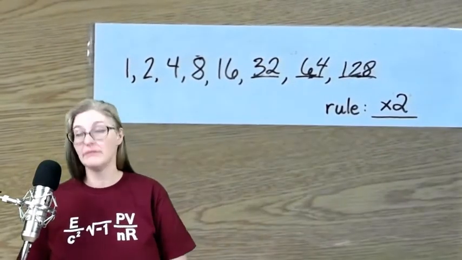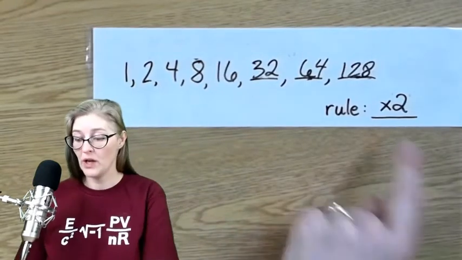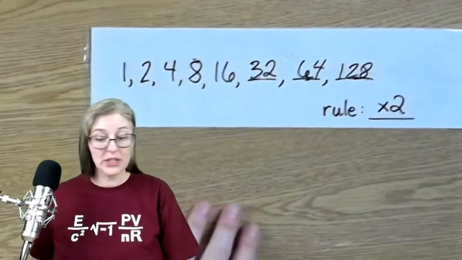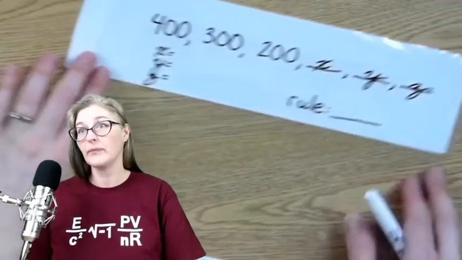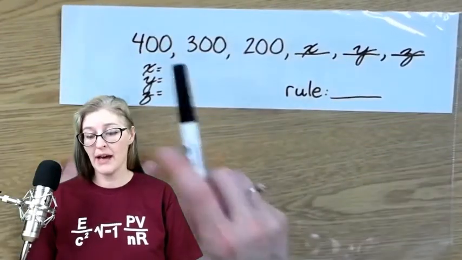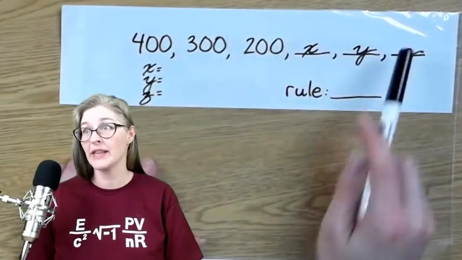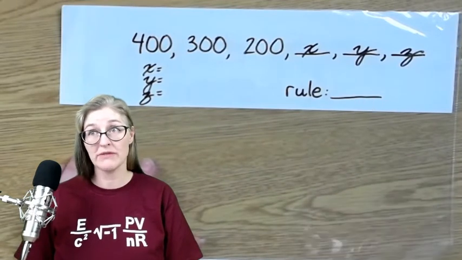And there we have it. A beautiful pattern. We know what the rule is. All right, we're going to do one more together. So here we have our terms, and we want to find the next 3.